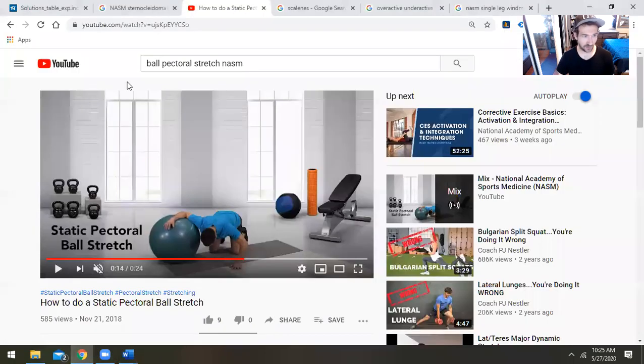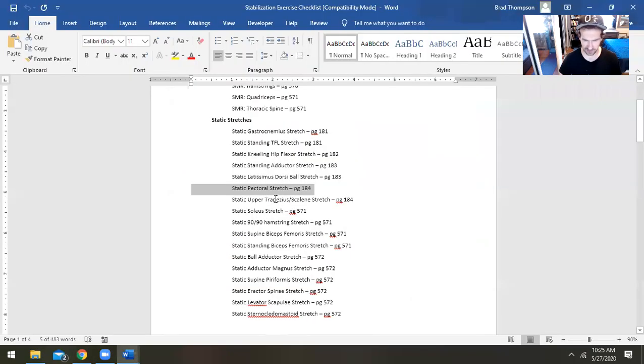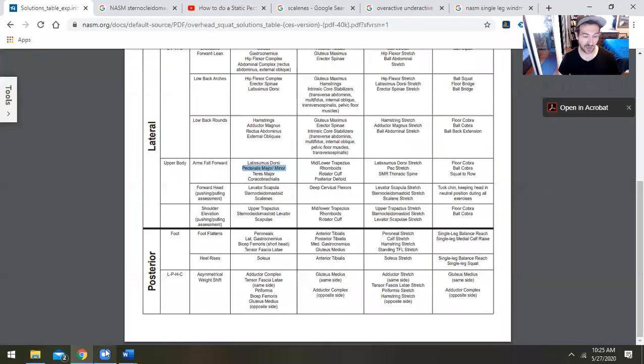Then arms falling forward again, we're going to see the teres major. Do I have a teres major stretch in here in the regular textbook? I think it's in the corrective textbook. It is. That sucks. Okay. So we'll go with the upper trap stretch.